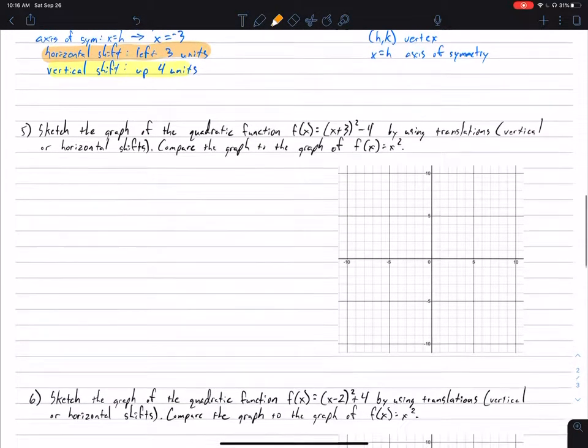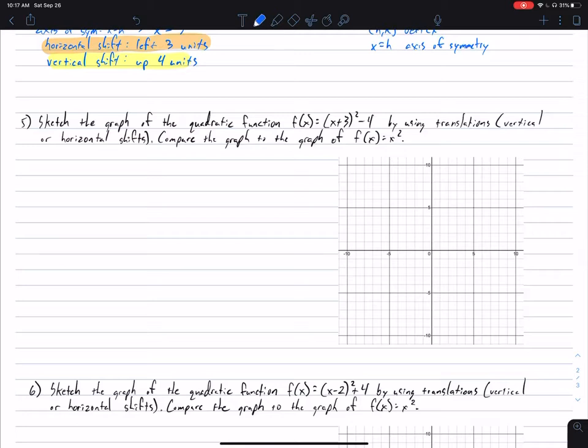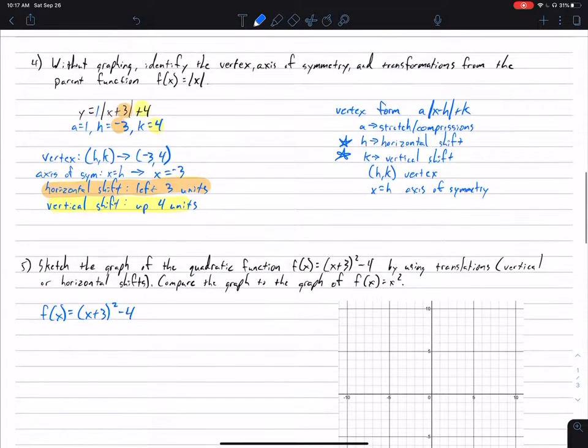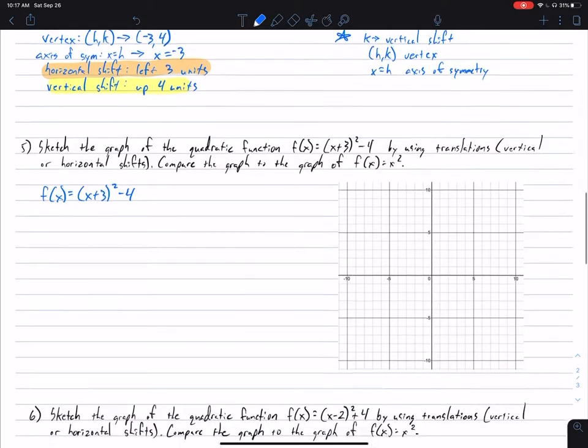All right, number 5, they want us to sketch the graph of the quadratic function f of x equals (x plus 3) squared minus 4, by using translations, vertical or horizontal shifts, and compare the graph to the graph of f of x equals x squared. So here we're looking at shifts. This is very similar. Actually, it's exactly the same as the previous problem. We have the plus 3 and we have minus 4 this time.